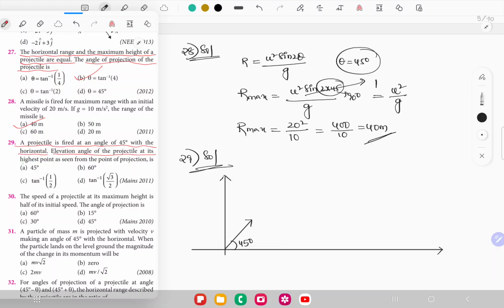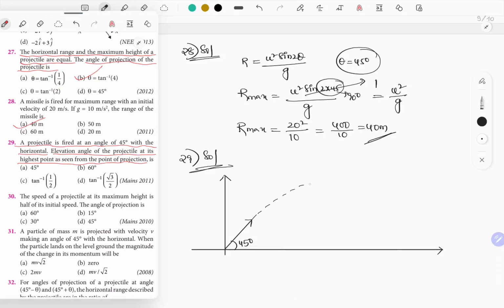The elevation angle of the projectile at its highest point, seen from the point of projection. They are asking the elevation angle. The meaning of elevation angle is the angle made by the starting position with respect to the maximum height. Let's say this is the maximum height. Now I need the angle of elevation. Look at this. This is how the angle of elevation is represented. This is what I need, theta. So first of all, find out the height, that means the maximum height, and the range.